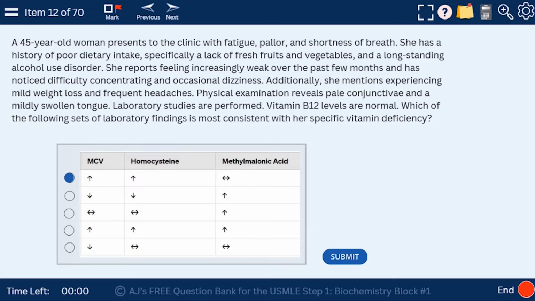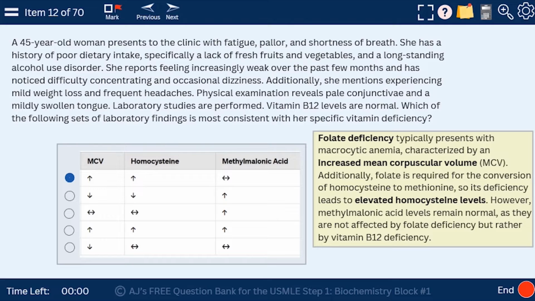Homocysteine will be elevated, but in terms of methylmalonic acid, only in vitamin B12 will this be elevated. In folate deficiency, methylmalonic acid levels will be normal. And that's because only vitamin B12 is required for the breakdown of methylmalonic acid, so without vitamin B12, methylmalonic acid levels will be elevated. But folate deficiency has nothing to do with methylmalonic acid. So therefore, in folate deficiency, methylmalonic acid levels are totally normal. This is an extremely high yield fact.